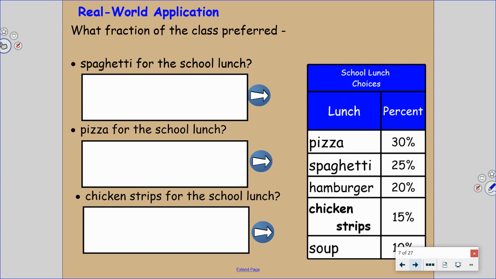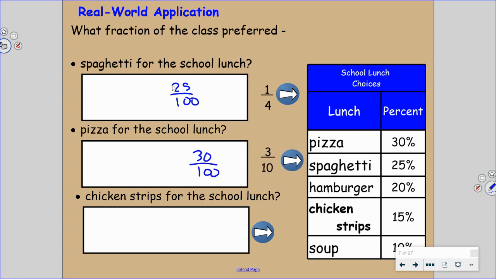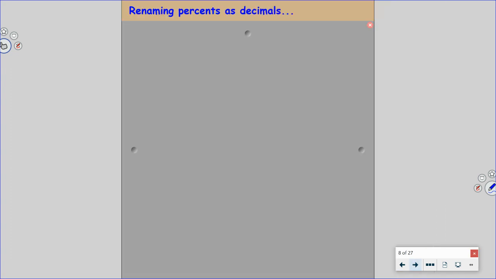Speaking of pausing, go ahead, pause this. What fraction of the class preferred spaghetti? So if they give us 25%, it's simply asking you to turn that percent into a fraction in simplest form. So if you'd like, pause, come on back to check your answers. Pizza, 30%, reduces to 3/10. Chicken strips, 15%, which will reduce by 5 to 3/20. All right, so again, rewind if you need. That was renaming percents as fractions in simplest form.